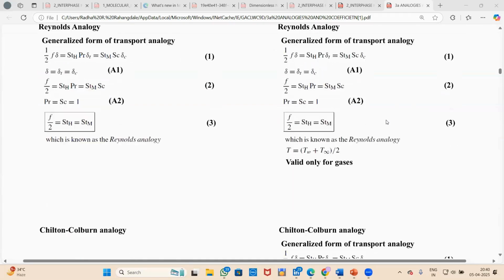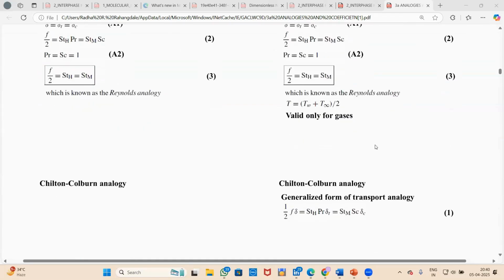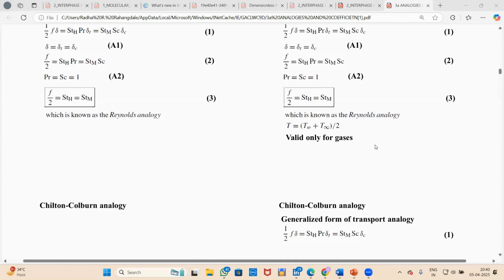On moving on, as I said before, equation 3 is f/2 = St_H = St_M, which is known as the Reynolds analogy. And this is only and only valid for gases. We also have an equation, that is T = (T_w + T_infinity)/2, which is the average temperature, and every time we take the average temperature. With this, I would like to conclude the Reynolds analogy and move on with the Chilton-Colburn analogy.